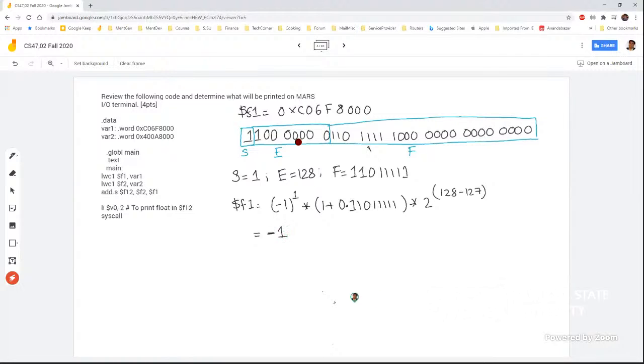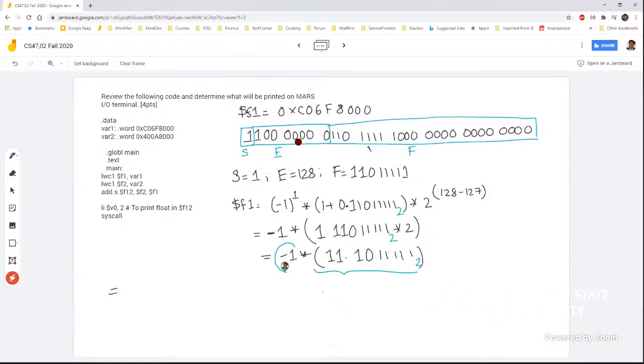Okay, and then multiplied by 1.1101111 multiplied by 2, which is 1.101111. Okay, now this is in base 2. Now, how do we convert these? I know the answer is negative because we have this -1 multiplication component there.